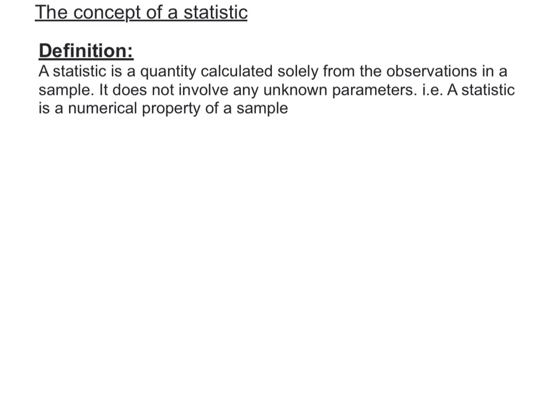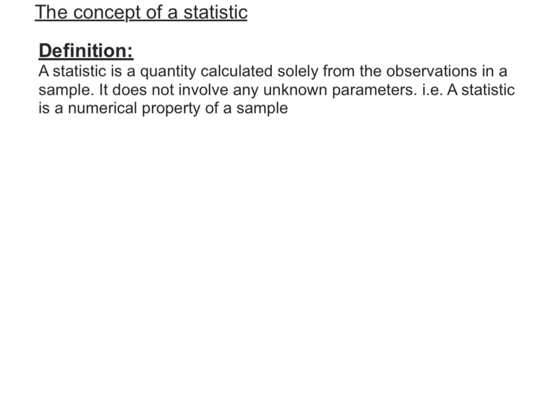In this video we're going to be looking at the concept of a statistic. The definition of a statistic is a quantity calculated solely from the observations in a sample. It does not involve any unknown parameters. That is, a statistic is a numerical property of a sample. So the objective today is to find out whether we can spot a statistic, or whether something is or isn't a statistic, just by looking at it.